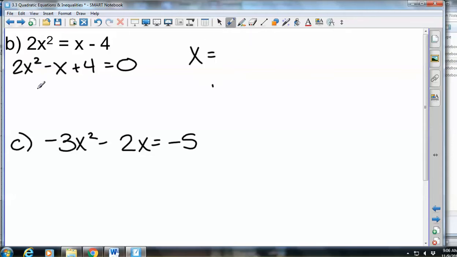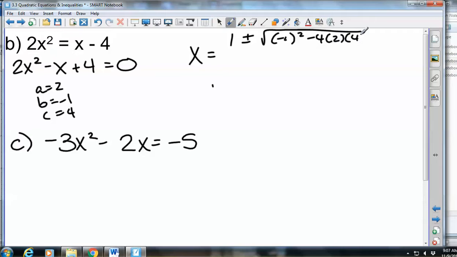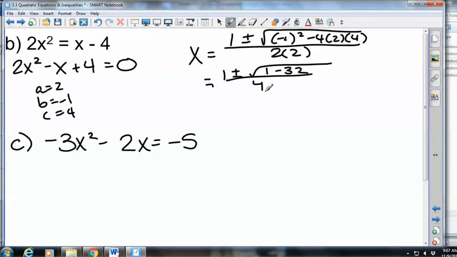So opposite of b: my a is my 2 here, my b is my -1, my c is my 4. So opposite of b plus or minus the square root of b squared minus 4ac, all over 2a. So you get 1 plus or minus the square root of 1 minus 32, over 4. That gives me a negative 31. If you have a negative under your radical, what do you have to do? We'll add an i.